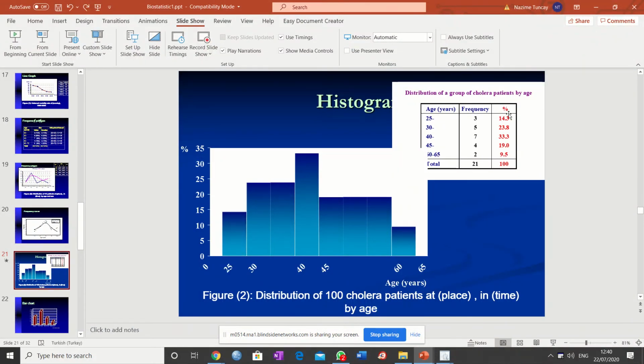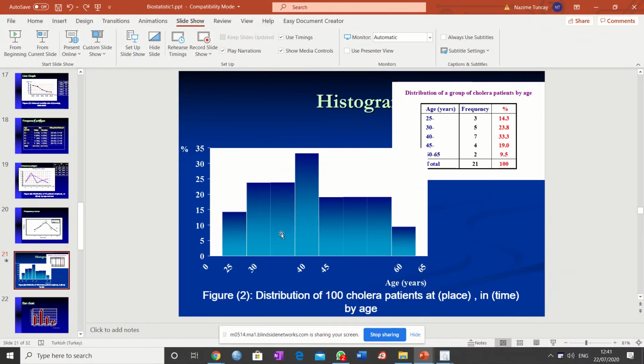So you can see here in the histogram we are using percentages. Okay, we are using percentages, not the frequencies. And we are saying, okay, between 25 and 30, we have about 14.3. Okay, and here we see that above 30 and of course below 30, 30 is here, until here. So this is also 23.8. So look here, this is about 23.8.